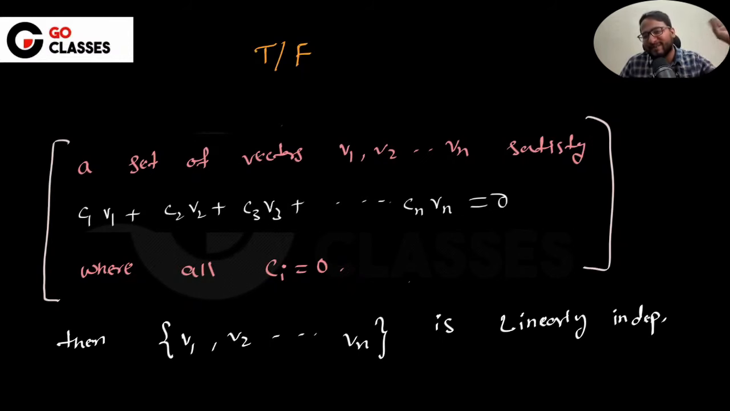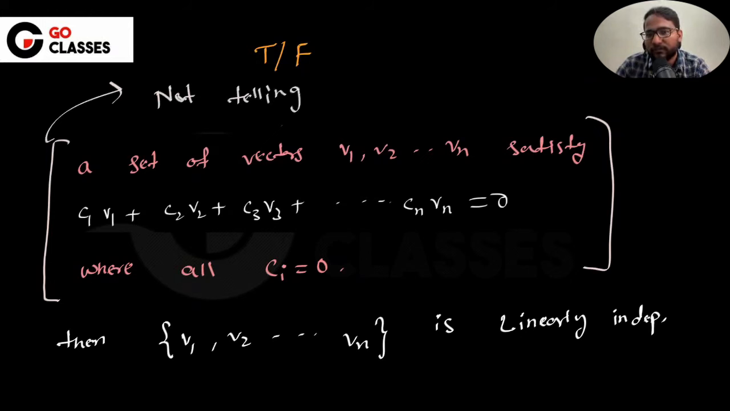Don't worry. Don't think that whatever I taught you just now was wrong. See, if they are saying that this equation is getting satisfied by vectors where all ci's are zero, obviously everyone can satisfy this equation, right? Either this set is linearly dependent or linearly independent, it does not matter. Everyone will be satisfying this equation. So this is not driving any information, not telling anything about the set.